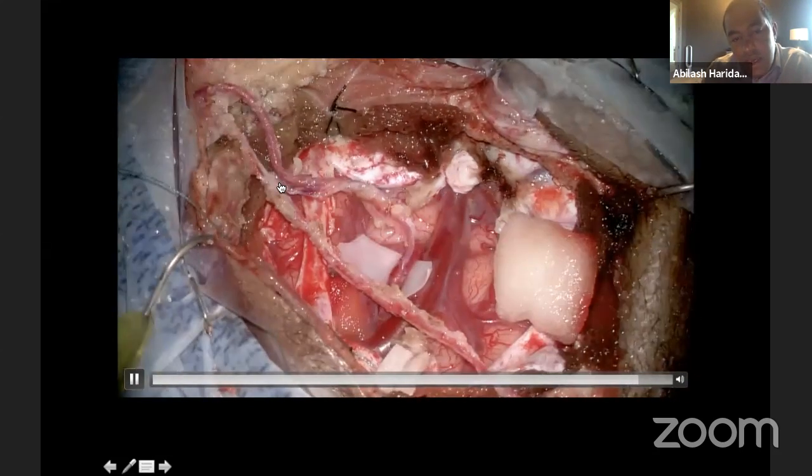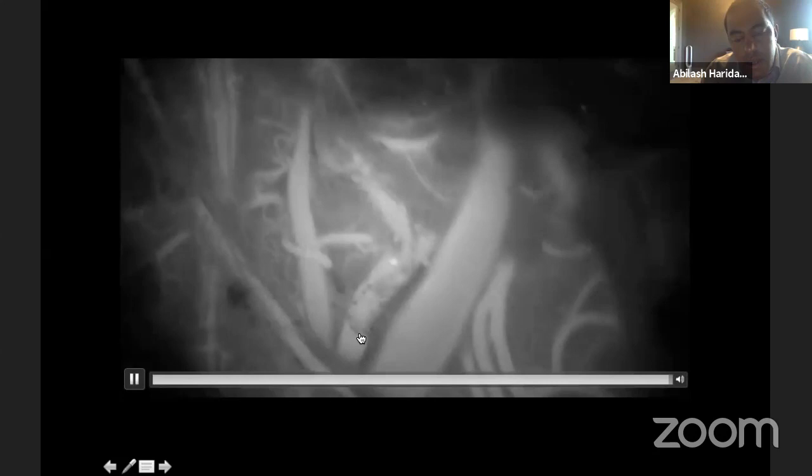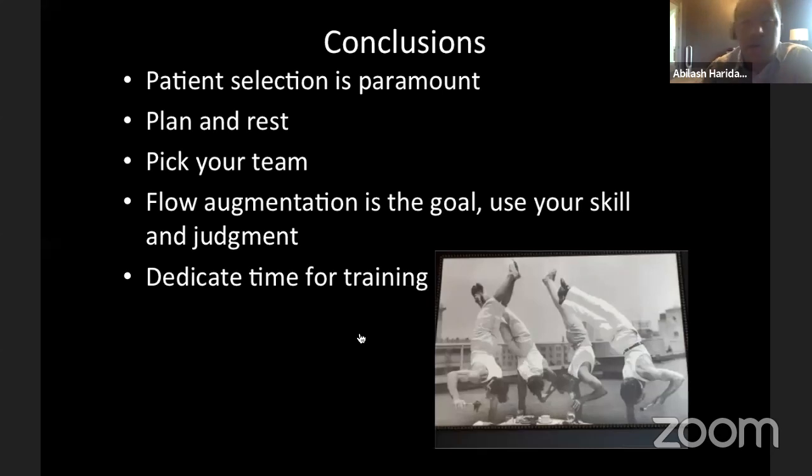And this is the ICG. You can see the flow is going through very well. And in this ICG, you can also see the different stitches, the little black dots where the stitches are. And that's the rest of the video. The other vessel, we used it for an indirect bypass.